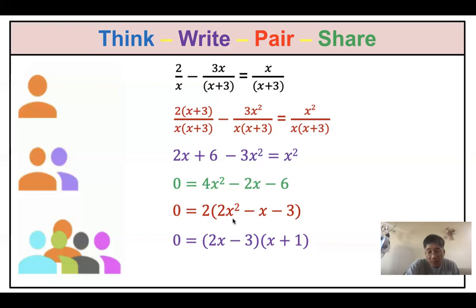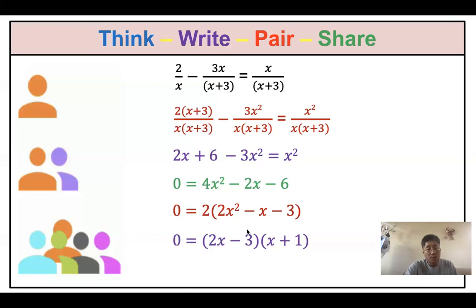But this one, if you factor, I just assume that you know how to factor. So from here to now, 2x minus 3, x plus 1. If you FOIL it, you will get 2x squared minus x minus 3. If you are not sure how to get this one, please go back to my previous lesson on how to factor a quadratic equation. You can find it quickly.